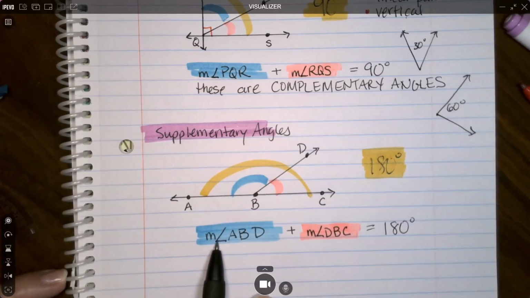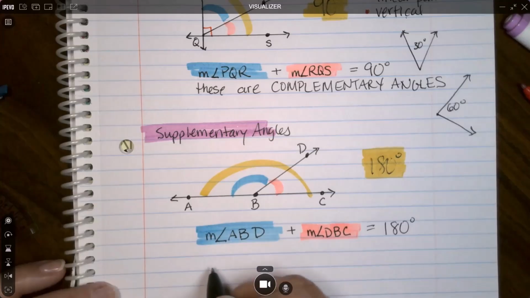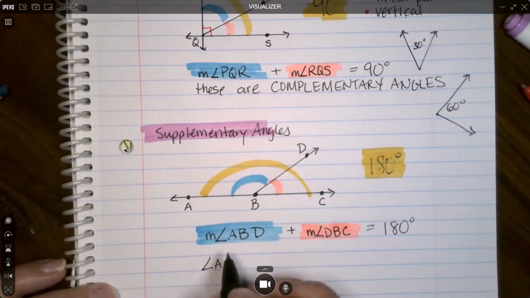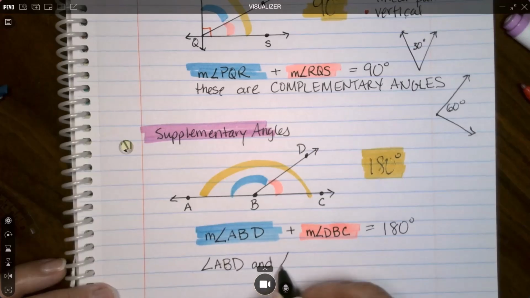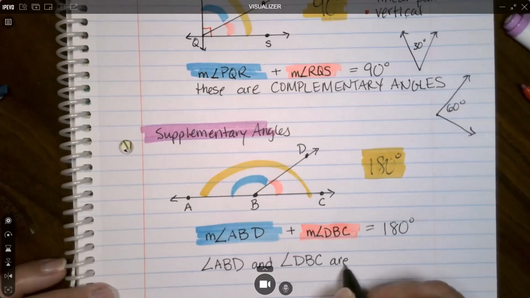Now, this little m notation means measurement. I should have done it on the first one, but I'll do it here. If we're going to just talk about the angles by name, we would say angle without the little m, just the angle sign, ABD, and angle DBC are supplementary.